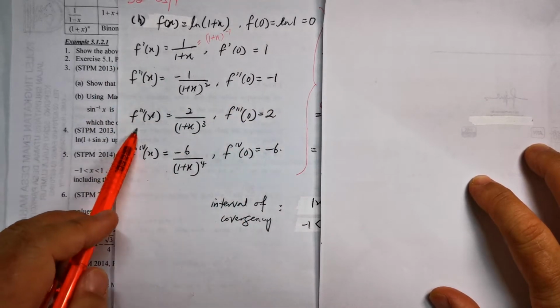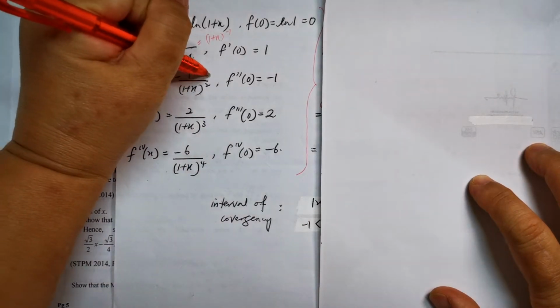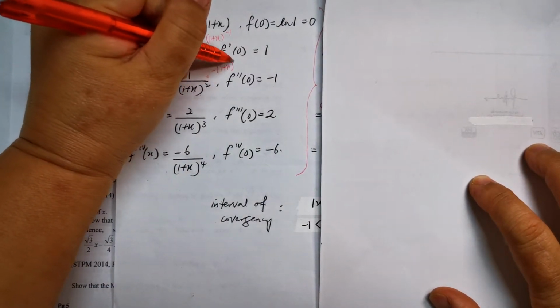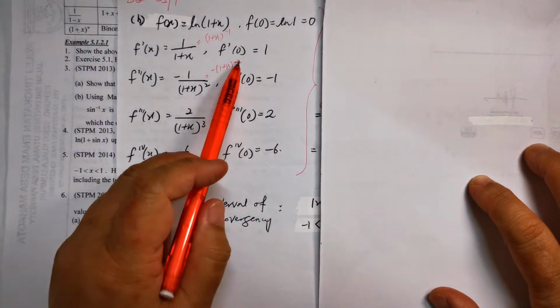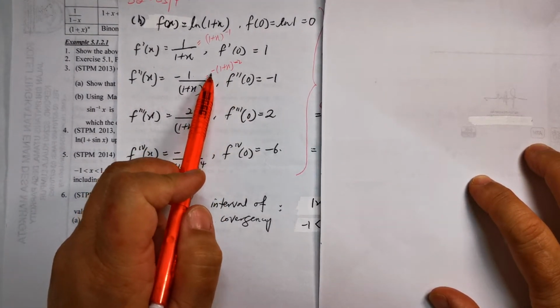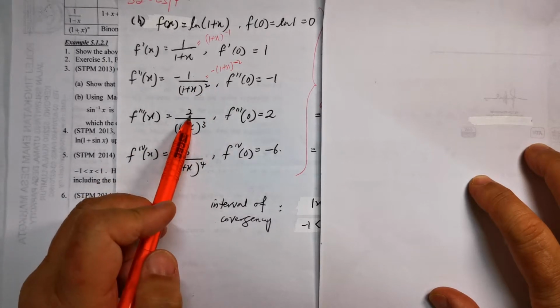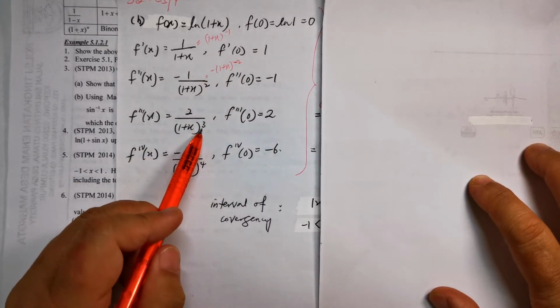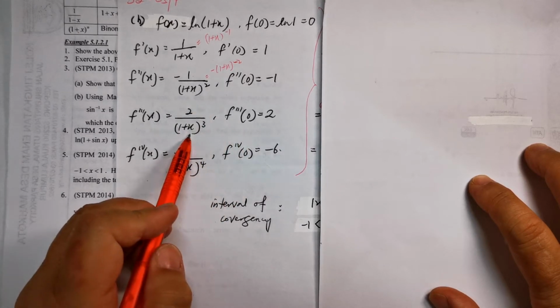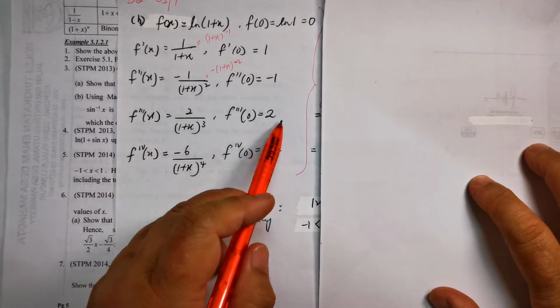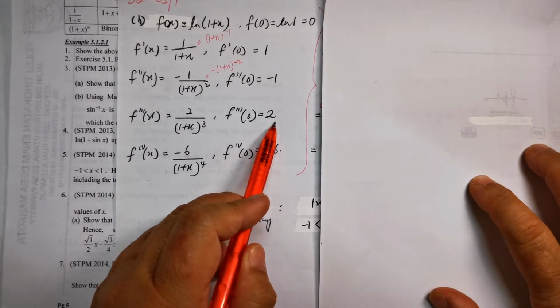Okay, third derivative, same. This is actually negative 1 plus x to the power negative 2. When you differentiate, index in front, so negative 2 in front multiplied with negative 1, so positive 2. Index minus 1, so cube. Then immediately sub 0 in here. So the answer is 2. F prime prime prime 0 is 2.